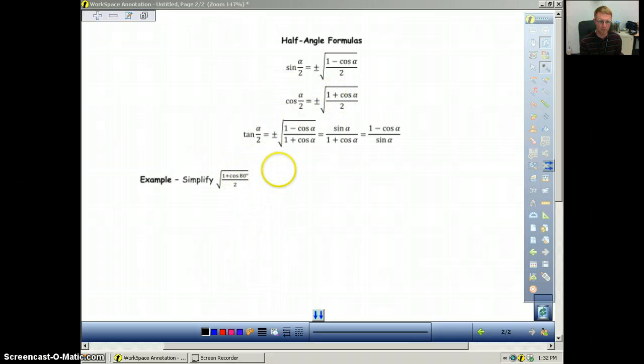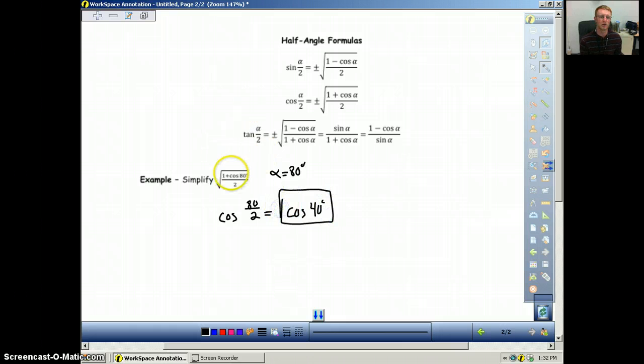Because we see what alpha is equal to, 80 degrees here. So therefore, I can rewrite this as the cosine of 80 divided by 2. So it's just going to be the cosine of 40 degrees. So we're basically just identifying which half angle formula we're dealing with, which trig function, and then identifying what our alpha is so we can simplify. And really, that's all there is to it.